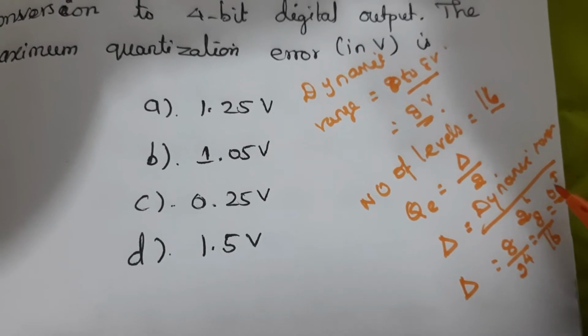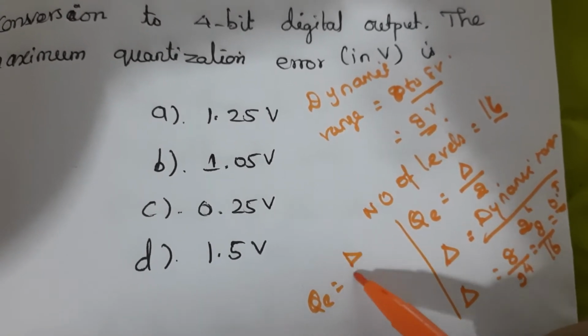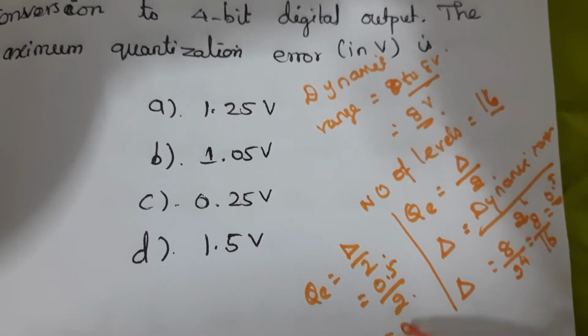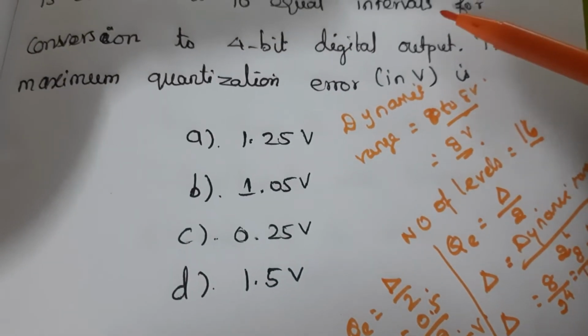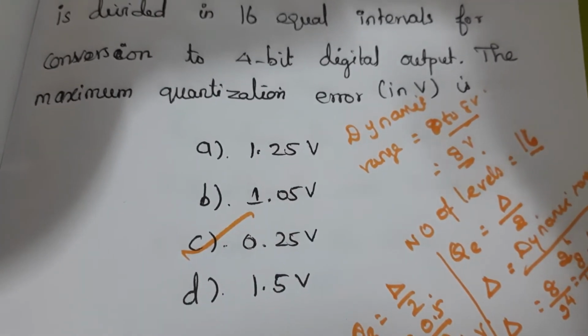Delta value is 0.5. So from that we can find quantization error, that is delta divided by 2. So 0.5 divided by 2, we will get 0.25 volt. So here the answer is C, 0.25 volt.